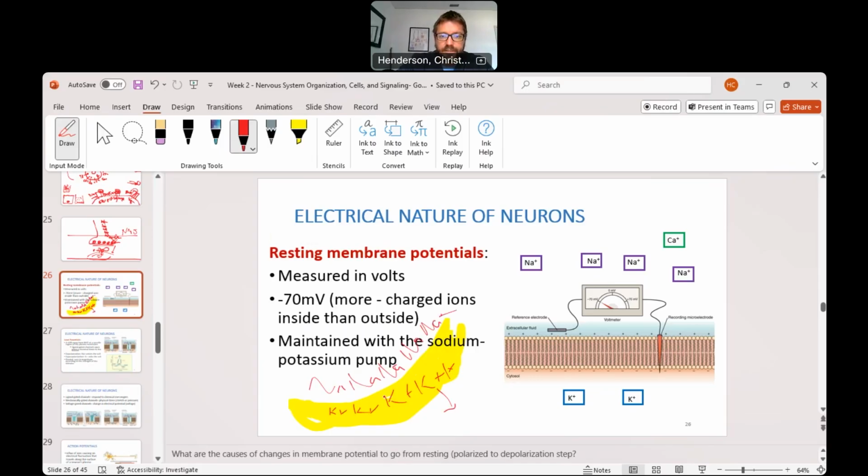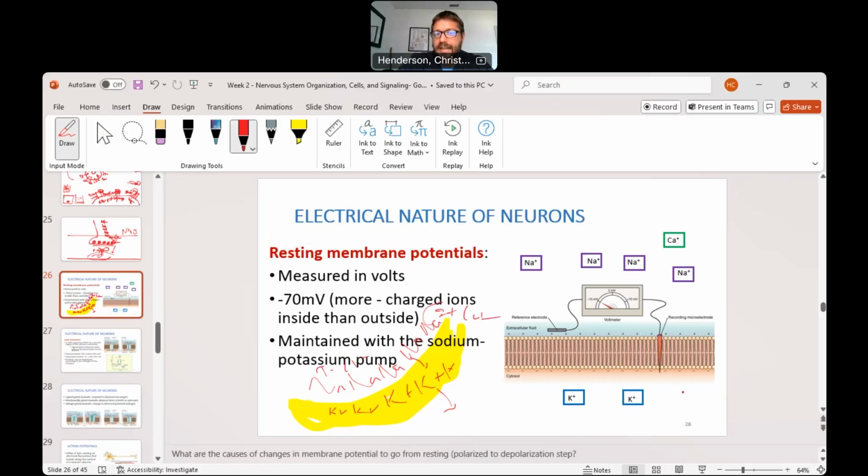Where does salt want to go? Or where does sodium want to go? It wants to go to the inside. We also have chloride out here, and we also have calcium out here. This is maintained by the sodium-potassium pump.